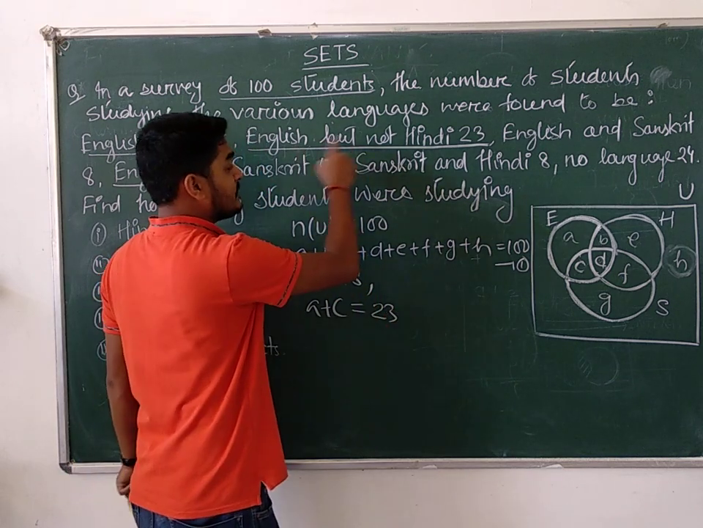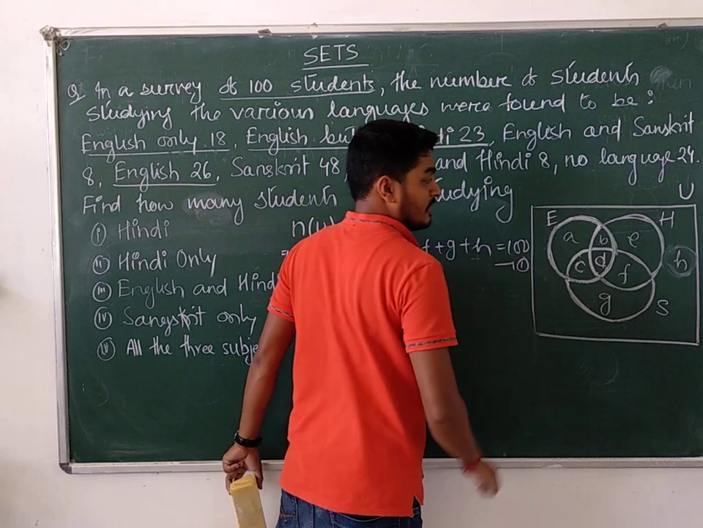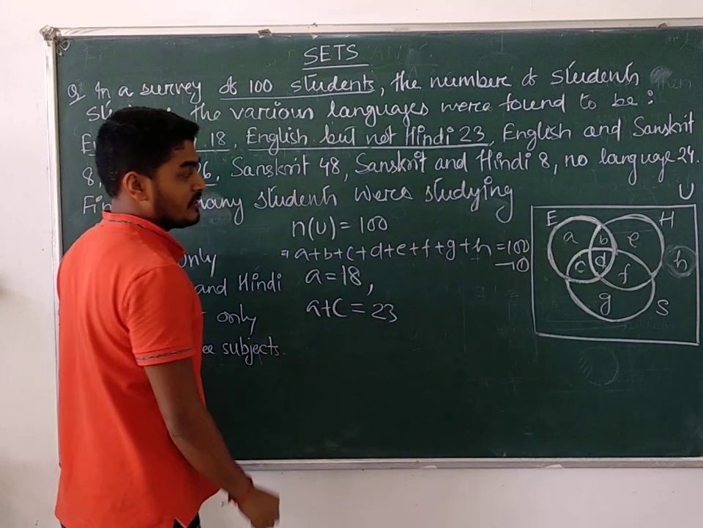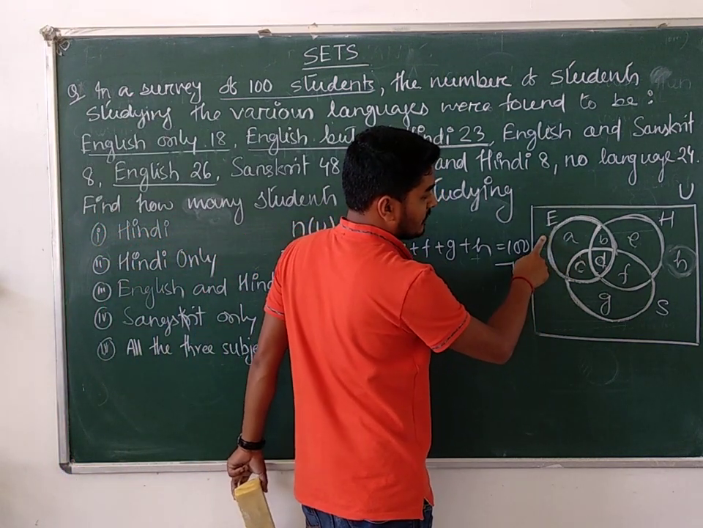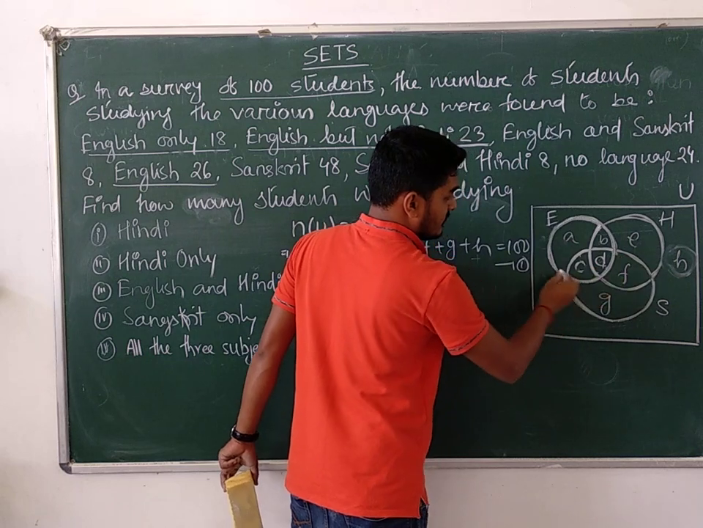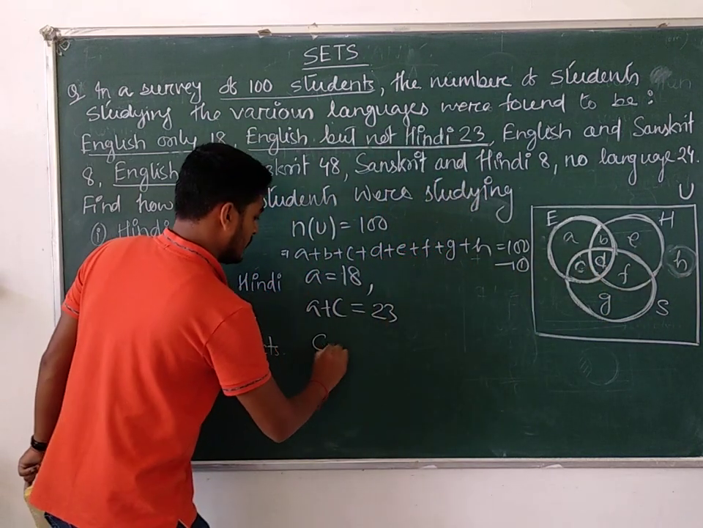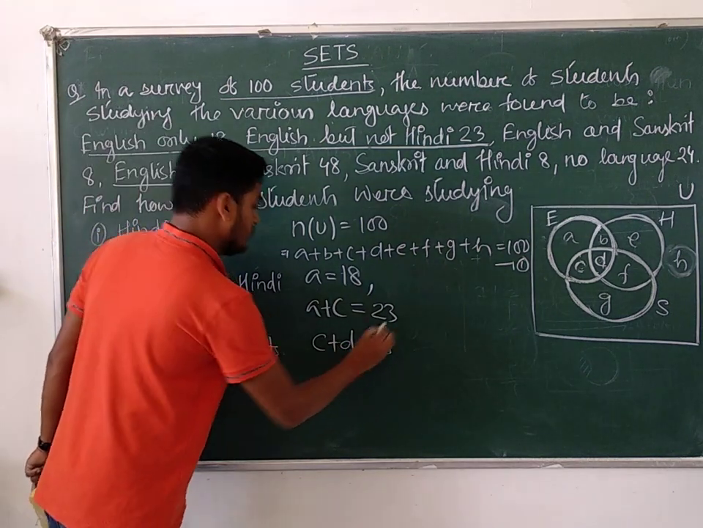Am I correct? English but not Hindi. First of all, it should be English but not Hindi. You have to eliminate Hindi. Then A and C will be there. Then English and Sanskrit, intersection portion. What is the intersection portion? C plus D. C plus D is also given. C plus D is equal to 8.